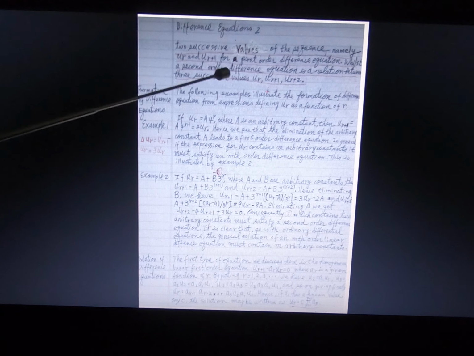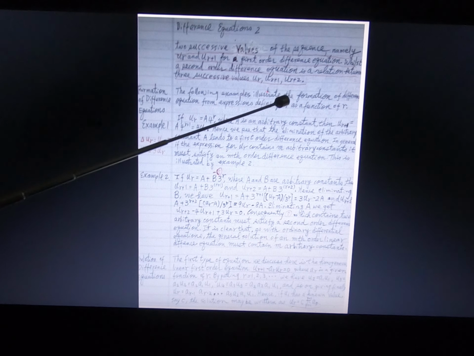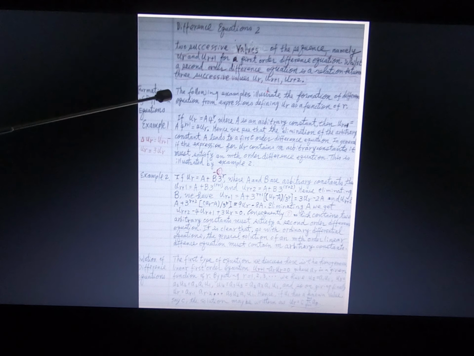So it's called first order. Second order contains the u_(r+2). So that's a different expression. Instead of using delta, you can write down a polynomial using u_(r+1), whatever the terms.